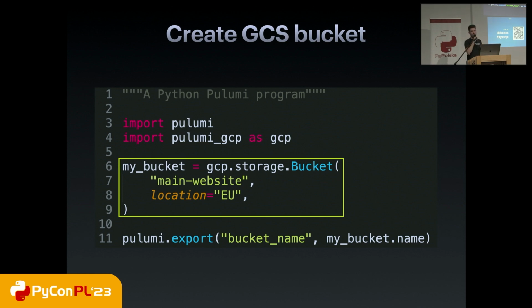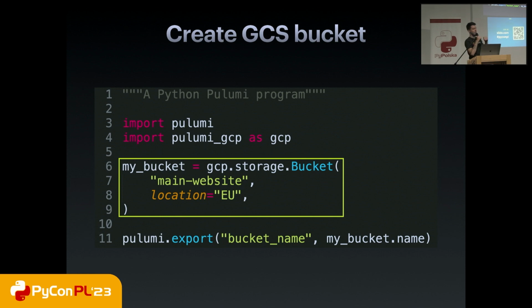So we're giving it a name, in this case main-website, and we're passing it an extra argument that is actually required according to the docs, because without it, it doesn't work. So you have to give it the location of the bucket. In this case, we decided to use the Europe location.